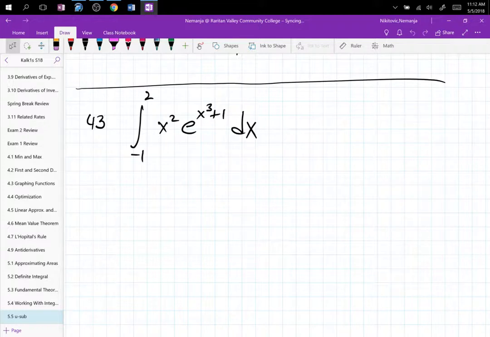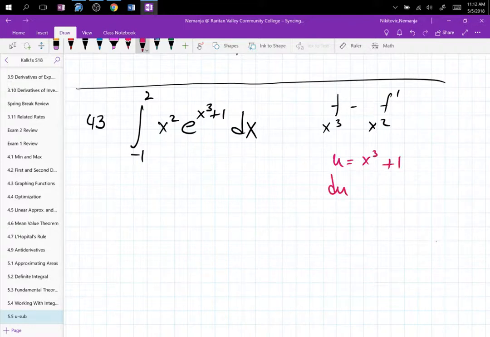Okay, let's at least figure out what's the function derivative pair. x cubed and x squared. Nice. So what's u? x cubed plus 1. Good. And du? Okay. Now I'm missing that 3, right? So I have to put 3 and 1/3. All right, let's see.